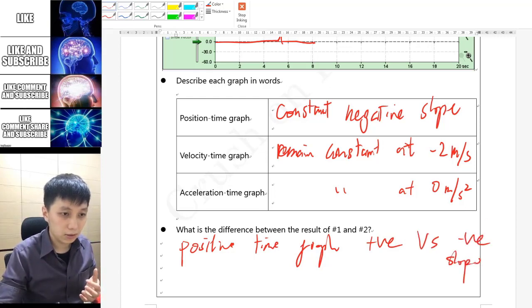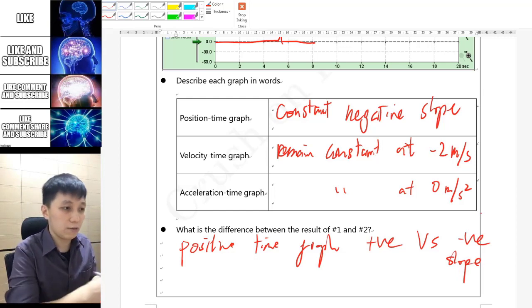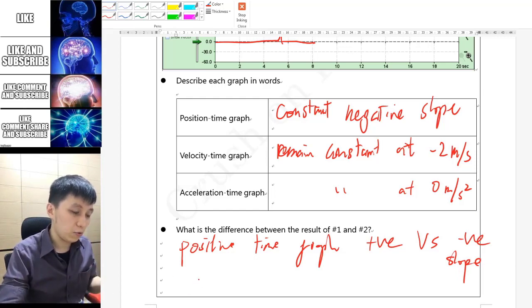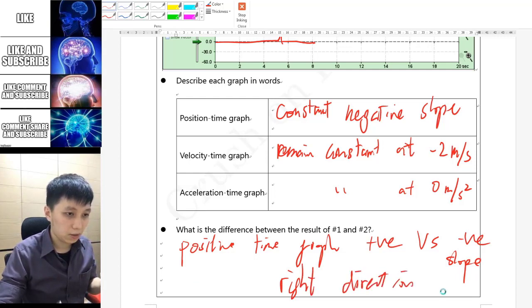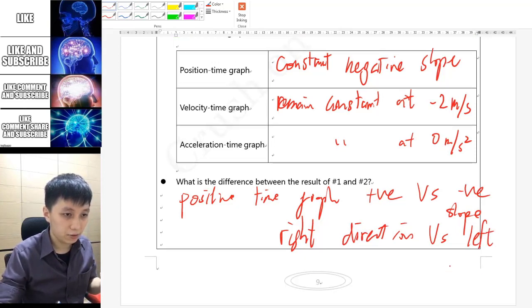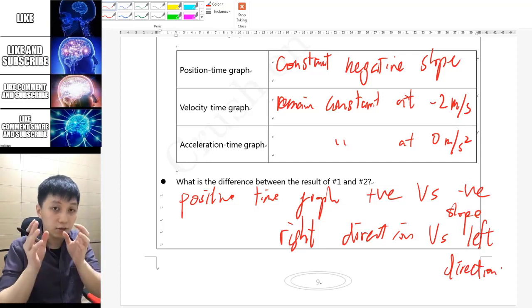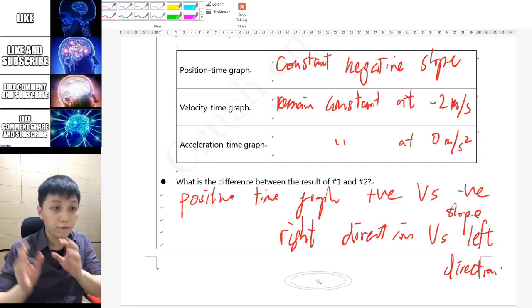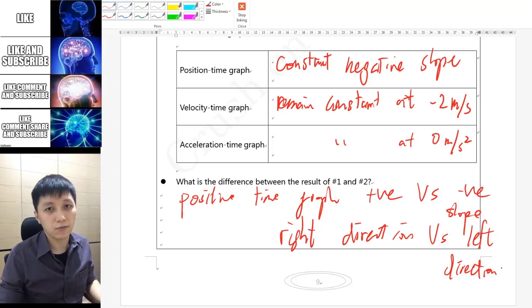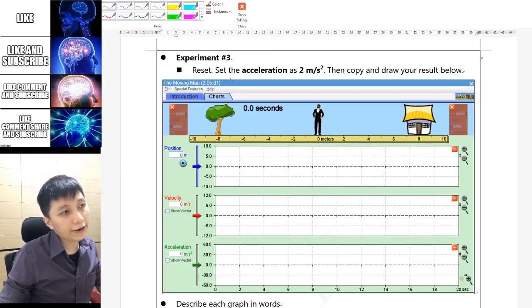And in terms of this, what it means is that it's moving to the right direction versus the left direction. Alright, so this is the idea of how the negative or positive value of the velocity will affect the motion.